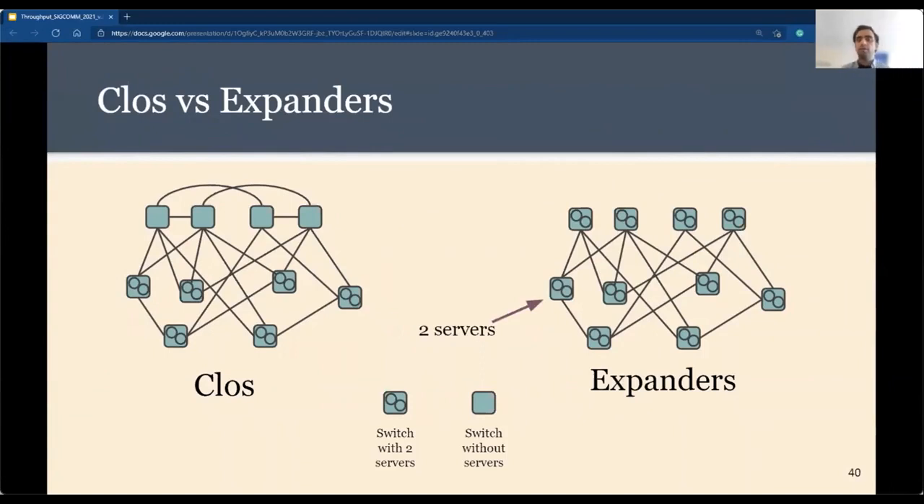However, for expanders, all the switches have an identical number of servers, in this case, 2. And this structural difference is what causes expanders to have scaling limitations. So what I want to do is first show you some scaling results, and then I will explain and give you the intuition for why scaling limitations happen.